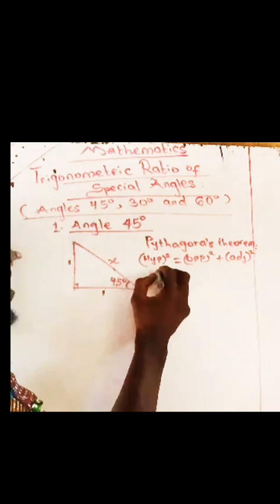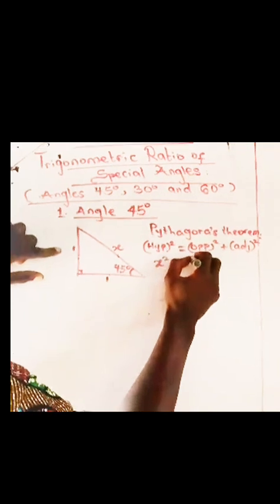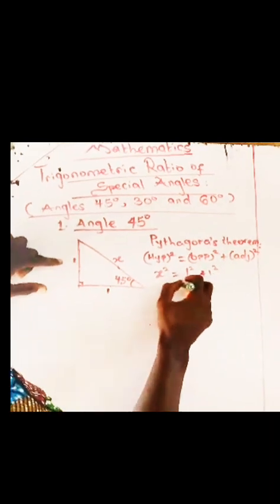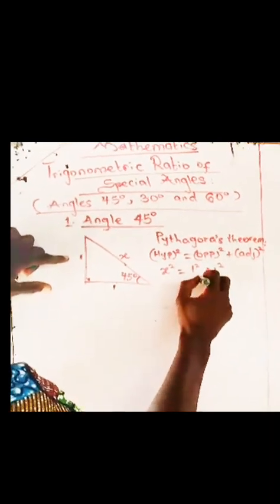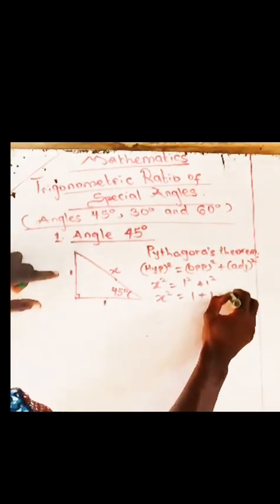So we are going to have x raised to power 2 is equals to 1 raised to power 2 plus 1 raised to power 2. 1 raised to power 2 will give us 1. Then this one is also 1. So x raised to power 2 is equals to 1 plus 1, which is 2.